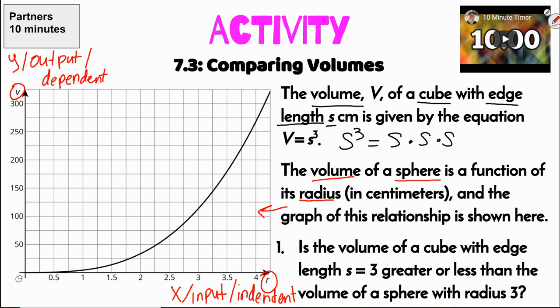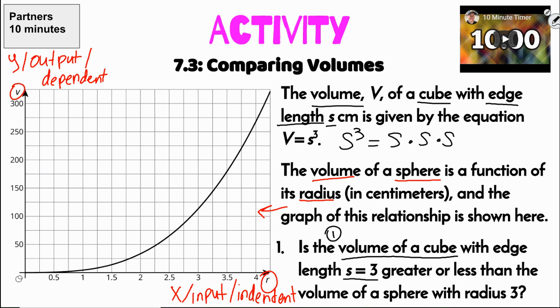All right, so question 1. Okay, question 1 wants to know, is the volume of a cube with edge length s equals 3 greater or less than the volume of a sphere with radius of 3? So the first thing we need to do, the very first thing we need to do is find the volume of a cube that has the edge length of s equals 3.